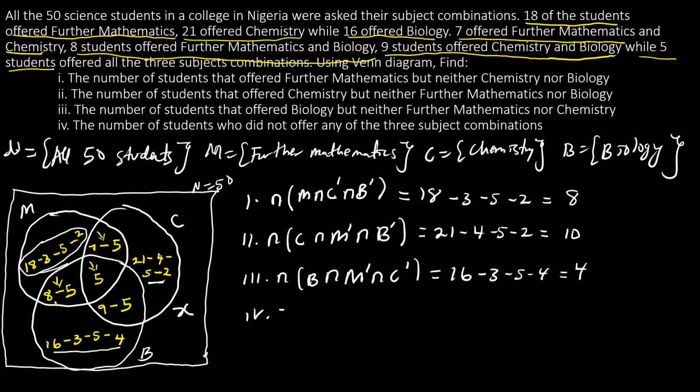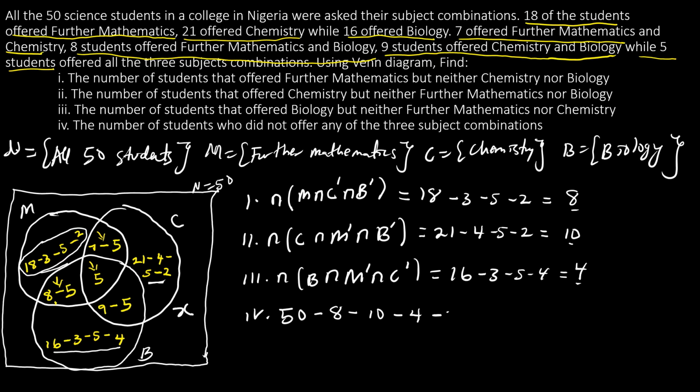So we now have 50 minus the number of students offering only mathematics, that is 8 from here, minus the number of students offering only chemistry, that is 10, minus the number of students offering only biology, that is 4. So you have gotten that. Now, minus the number of students that are offering only mathematics and chemistry, that is 7 minus 5, which is 2.